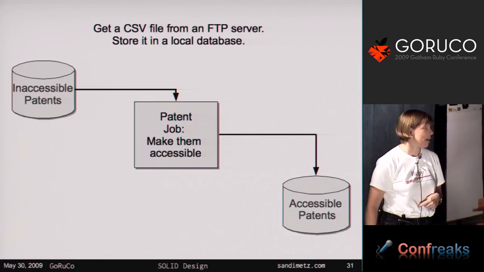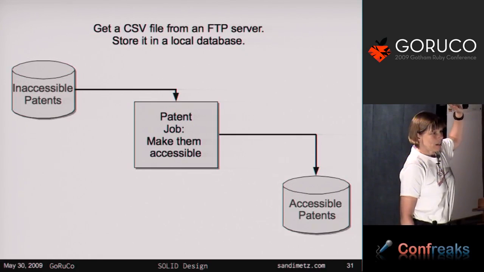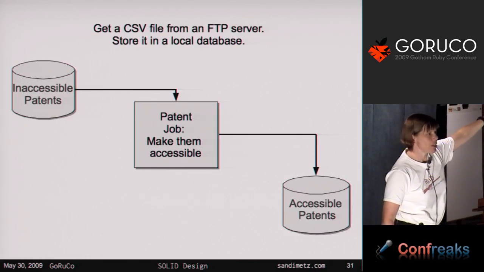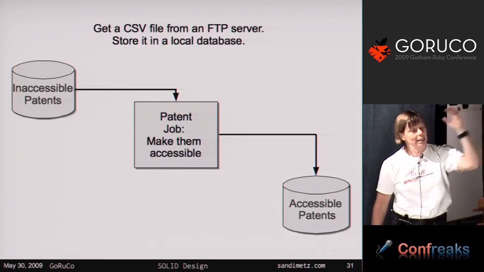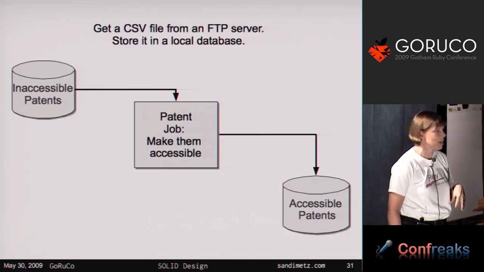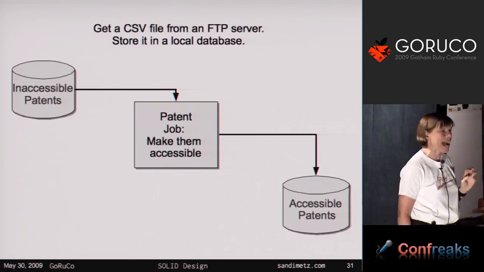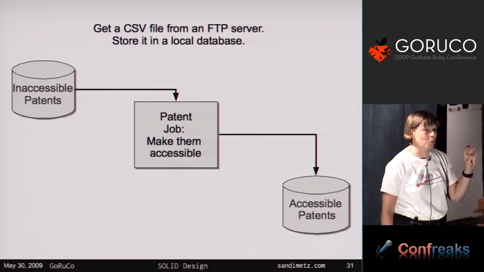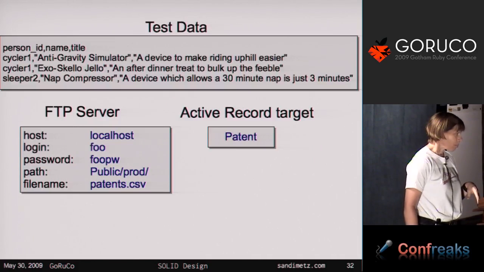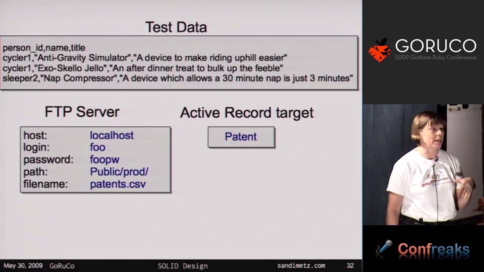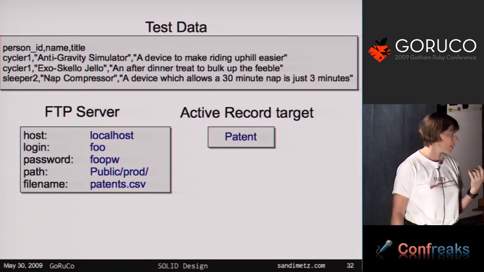This is the app that we're writing. There's an FTP server somewhere that has a CSV file on it. We're trying to get that file over, parse it, and throw it in a database on our side. The data involves patents, and so I'm writing a thing called patent job. You're going to see this data in the slides. There's a little file of test data.